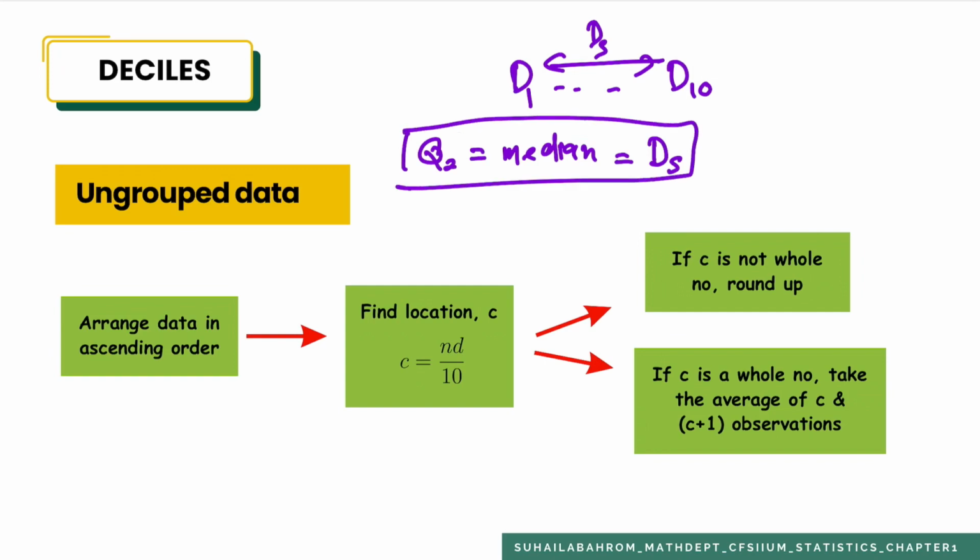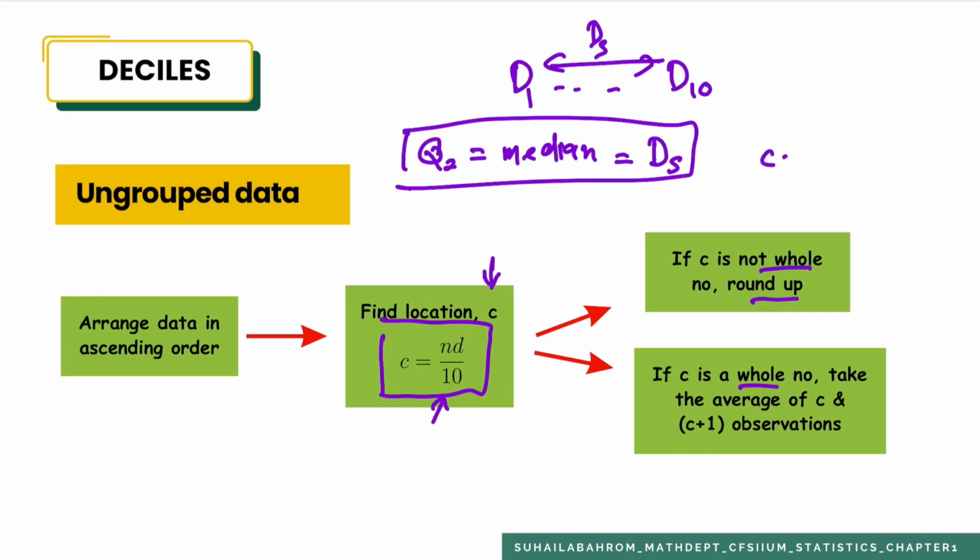How to get the decile values? First, you have to find out the location, known as C, which for decile D is n times D divided by 10. 10, because we divide the data set into 10. There are 2 possible values of C. Either you get a non-whole number or you get a whole number. If you get a non-whole number, you have to round up to the next whole number.